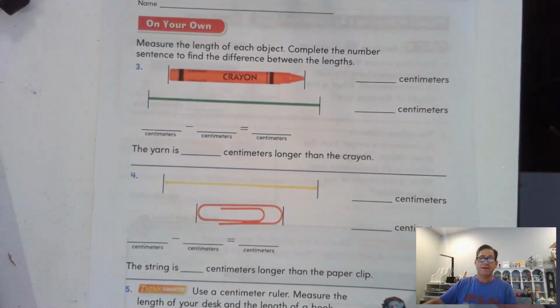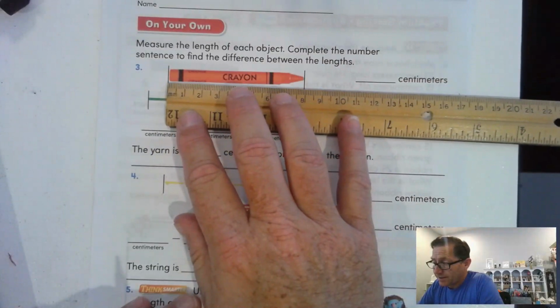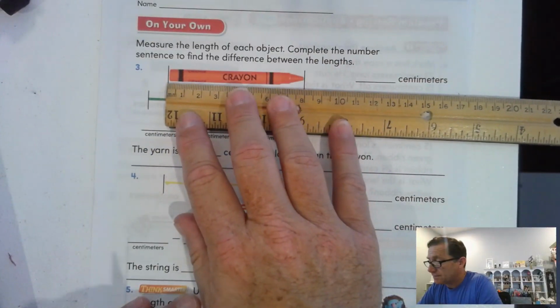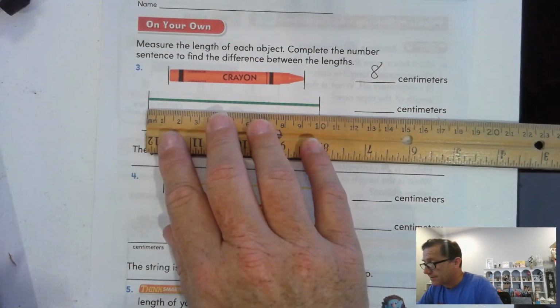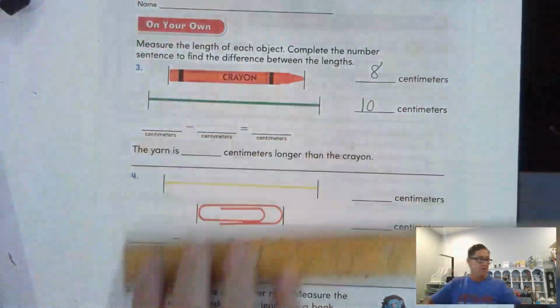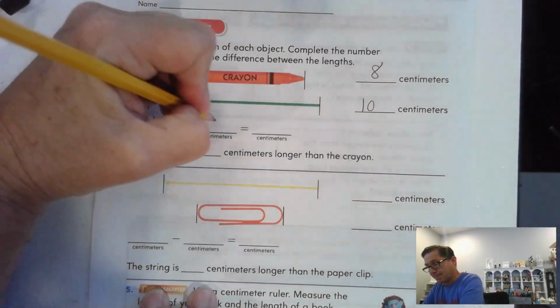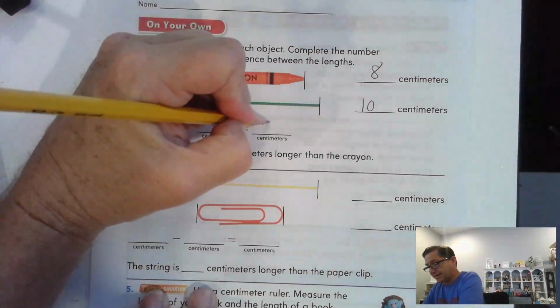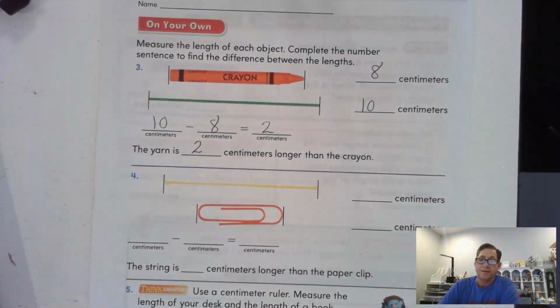All right, 471. Continue doing the same thing. Measure the crayon and the green string. The crayon is 8 centimeters, and the green string is 10 centimeters. So how much longer is the green string than the orange crayon? Well, 10 take away 8. We know 8 plus 2 is 10, so 10 take away 8 is 2. The yarn is 2 centimeters longer than the crayon.